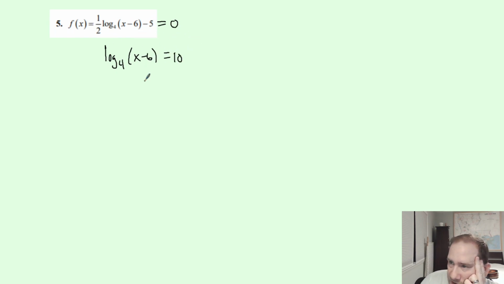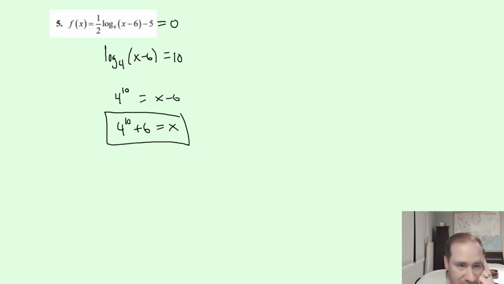And here's where you can see that our answer becomes huge, because we're going to convert to exponential. So we get 4 to the power of 10. That's a huge number. And it equals x minus 6. And then you're adding 6. So 4 to the 10 plus 6 is our x-intercept.